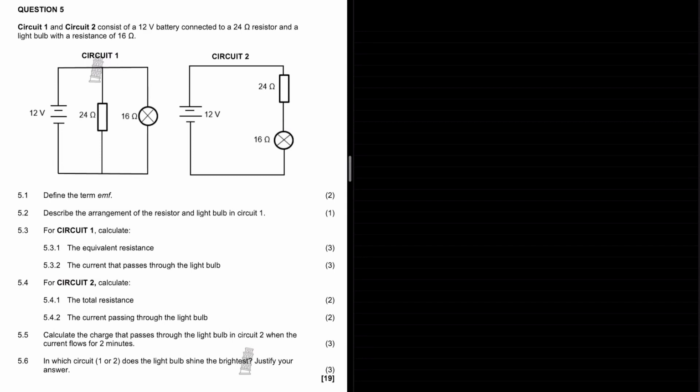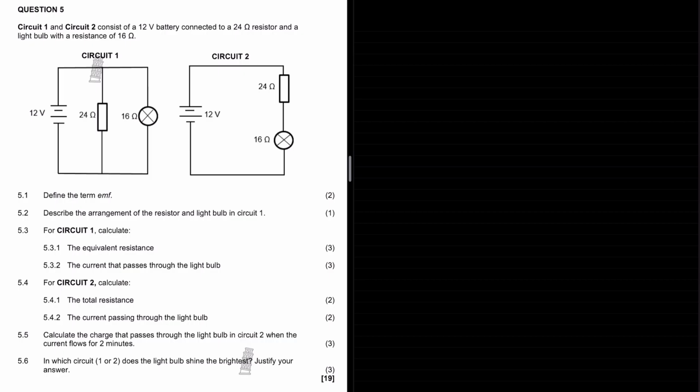Let's take a look at this electricity question. Question 5 reads, circuit 1 and circuit 2 consist of a 12-volt battery connected to a 24-ohm resistor and a light bulb with a resistance of 16 ohms. We've been given the diagram for circuit 1 and the diagram for circuit 2. We'll jump straight to question 5.2.